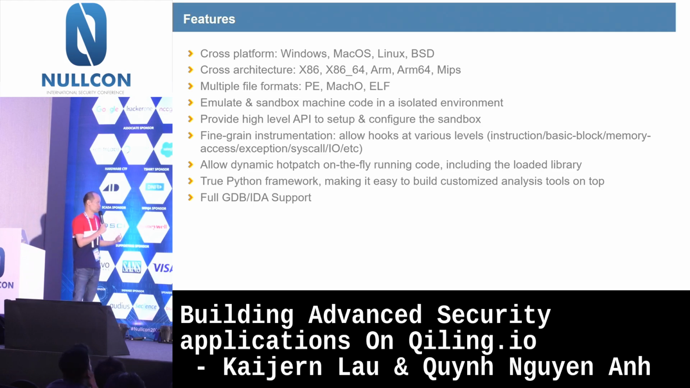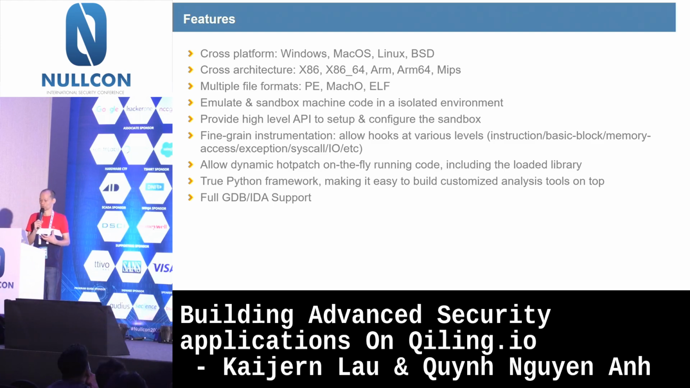Here you can see the features of Qiling. It's cross-platform and cross-architecture, and we support multiple file formats, because the programs that you want to emulate can be from Windows, which is PE format, from Linux or BSD, which is ELF format, or from macOS or even iOS, and that is Mach-O format.